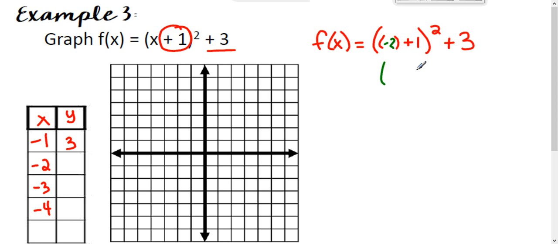And again, you can plug it straight into your calculator exactly like you see it. I'm just going to do it real quick in my head here. -2 plus 1 is going to be a -1, squared, plus 3. -1 squared means -1 times -1, which is +1. And +1 plus 3 is 4. So when you plug that into your calculator, you should get a 4. If you don't, figure out why and fix it. Take a few seconds to fill in your last 2 points.